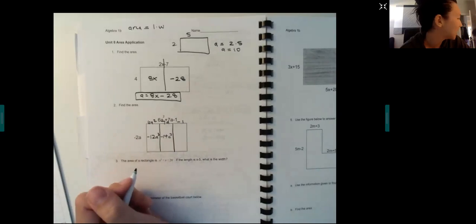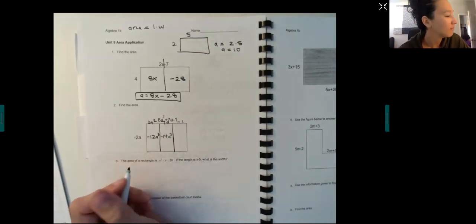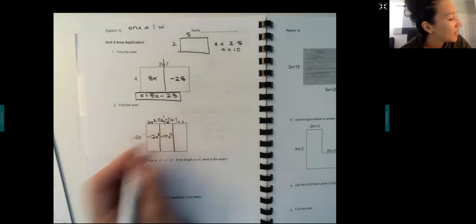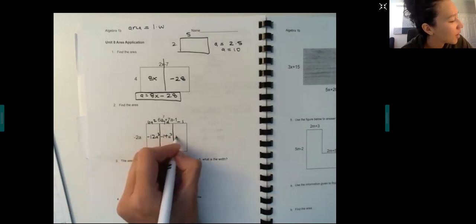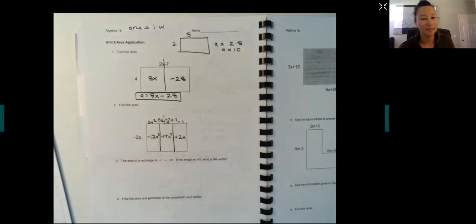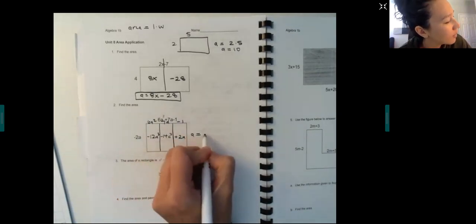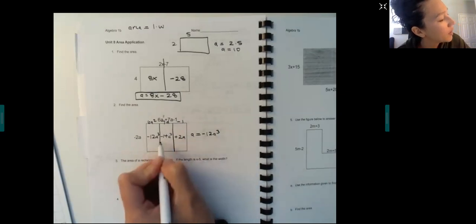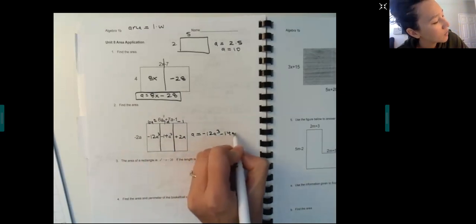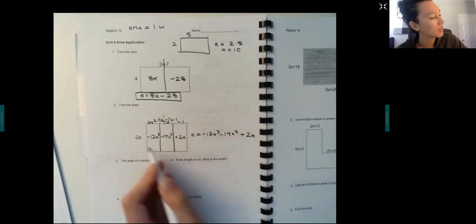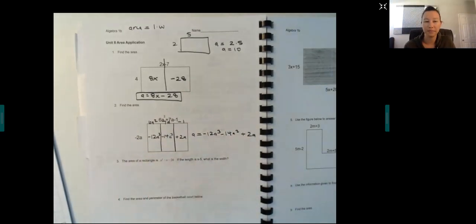Okay, I'll come see when I'm done. Then we have -2a times -1, which is positive 2a. So the area of this rectangle is -12a to the third power minus 14a squared plus 2a. So we just add up all of our boxes.